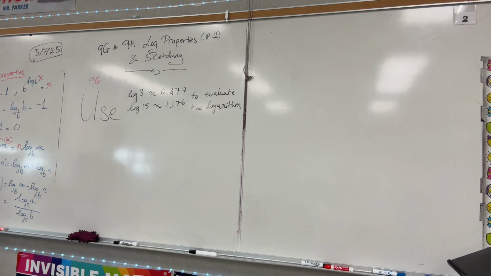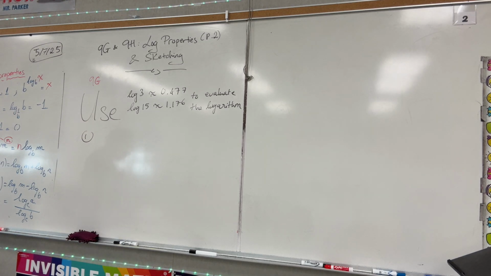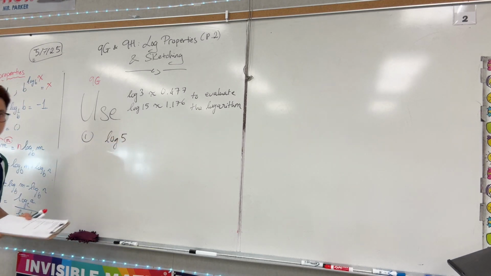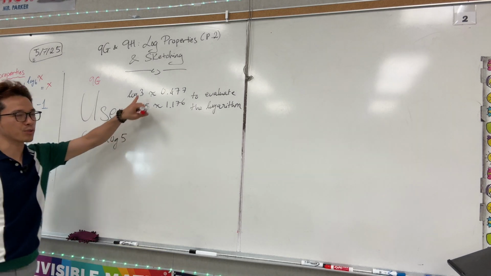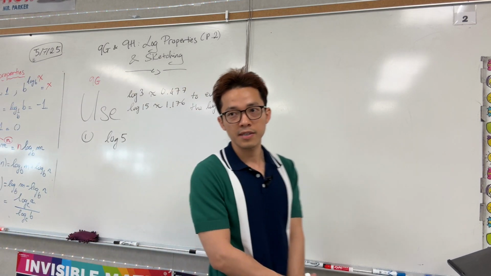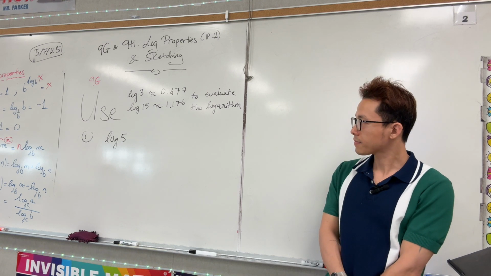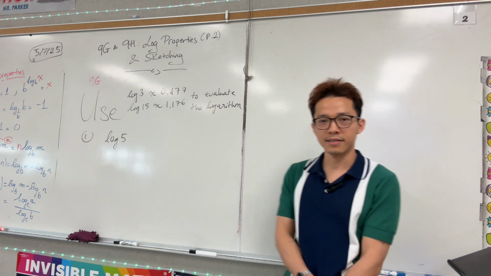So this is a different kind of question. They give you that, and they're going to ask you this without using a calculator. Okay, so what do you think? How do we get this 5 from 3 and 15? That's what you should ask yourself. What do you think? Any idea?